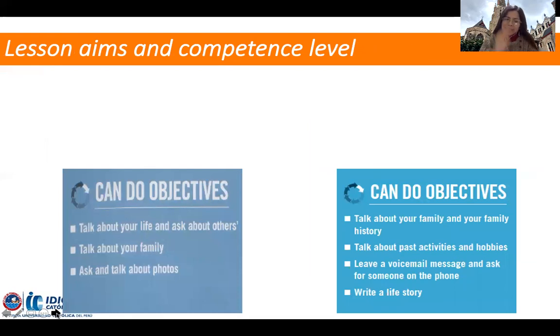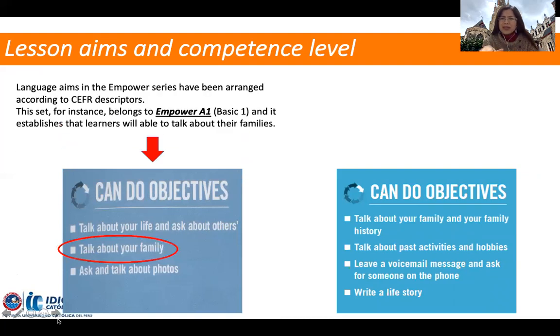So, for example, getting back to the objectives we showed before. The first can-do objectives, I want you to pay attention to the second one. It says, talk about your family, right? But if you notice, in the second list of can-do objectives, you have a very similar one. Let's see first, which book and which level does the first objective belong to?